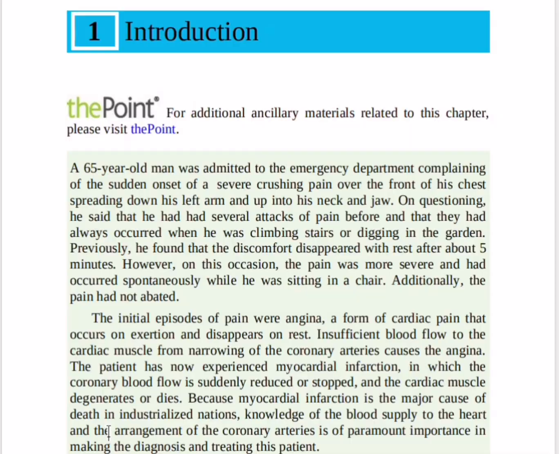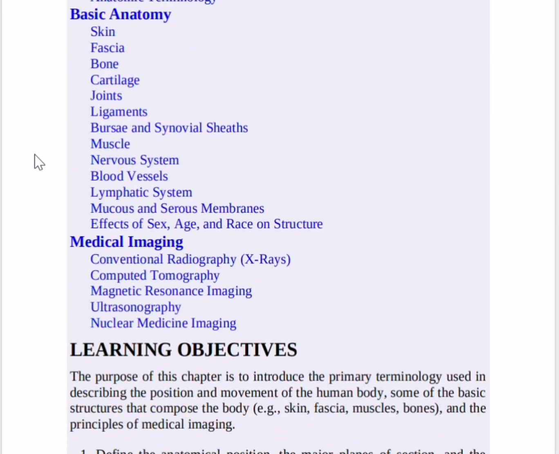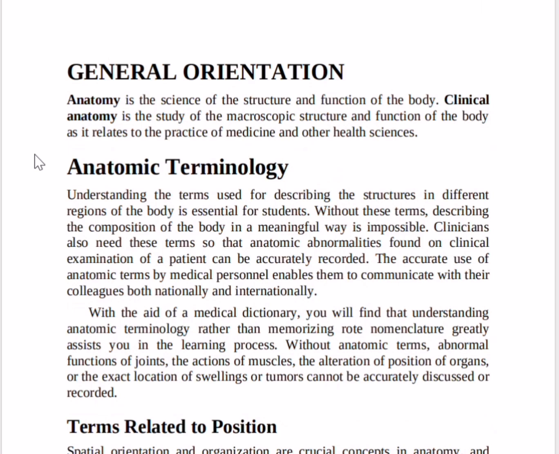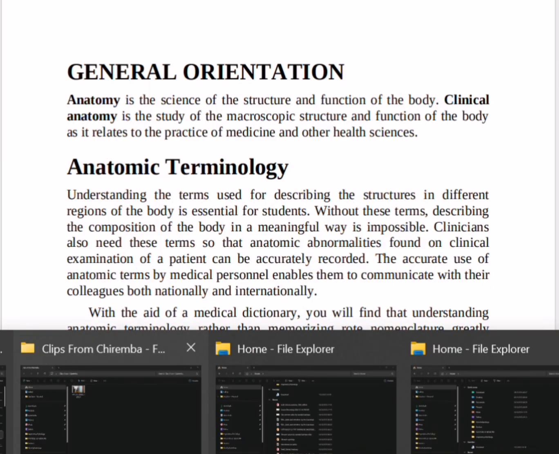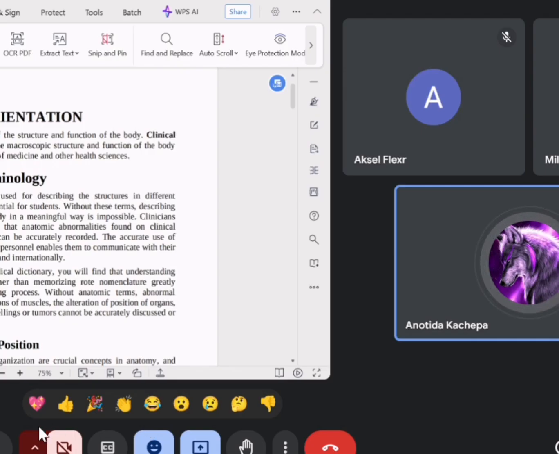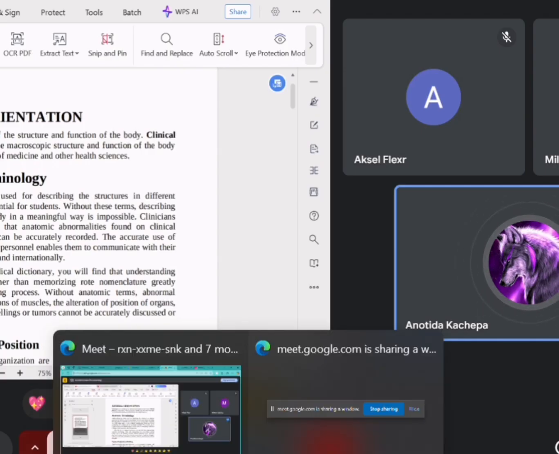So anatomy, we are studying the structure of the human body. This anatomy, we divide it into three. We have what is called gross anatomy, embryology, then histology. Can you all hear me? Yes, I think you can.